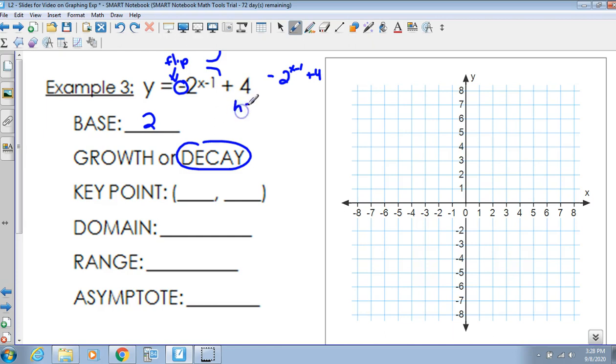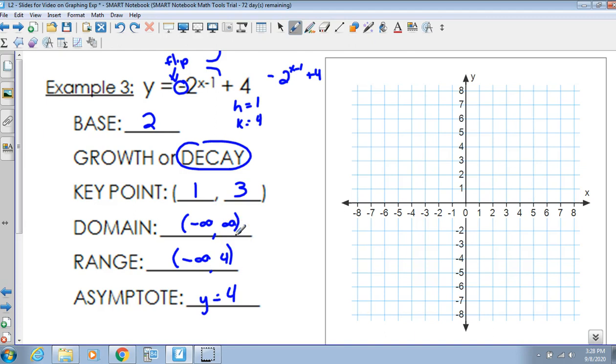Let's find our h and our k. Our h is 1 and our k is 4. So our key point, remember that since we're having a decay function, our key point is h, k minus 1. And our asymptote is still y equals k. Domain for any exponential function goes from -infinity to +infinity. And the range, since this is a decay function, is everything below the asymptote of y equals 4, so from -infinity up to 4.